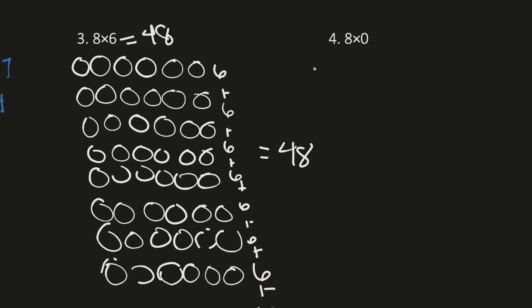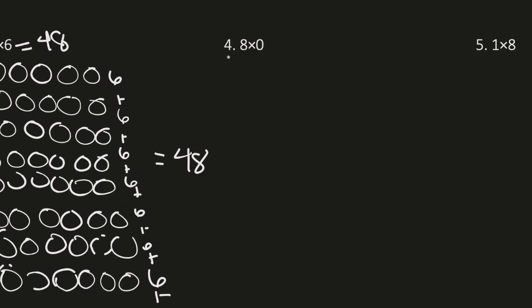So our next one is 8 times 0. So we know that whenever you multiply something by 0, it always equals 0. So we can't draw 8 rows of 0, it's hard to draw that because 0 is nothing. So 8 times 0 would equal 0 because again, anything that multiplies by 0 is equal to 0.